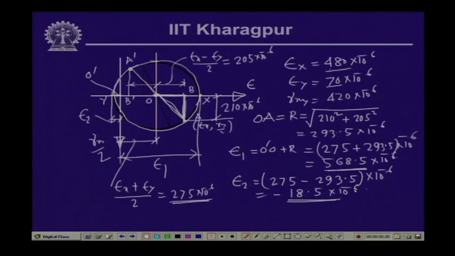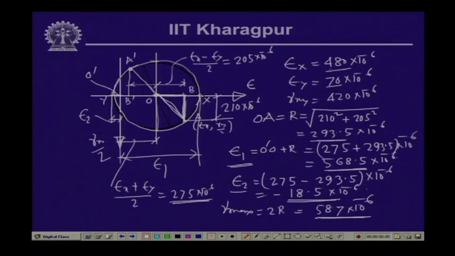Now, the maximum shearing strain is the maximum value of the radius, which is gamma by 2, and the radius as we have seen is 293.5. So, gamma max is equal to twice r, which is equal to 587 into 10 to the power minus 6. This is the maximum value of the shearing strain. So, these are the three quantities: the maximum value of the principal strains epsilon 1, epsilon 2, and gamma max is this. Now, let us look into the angle.